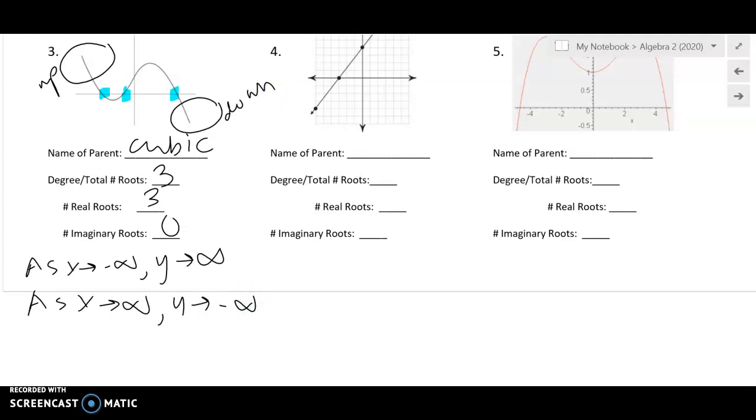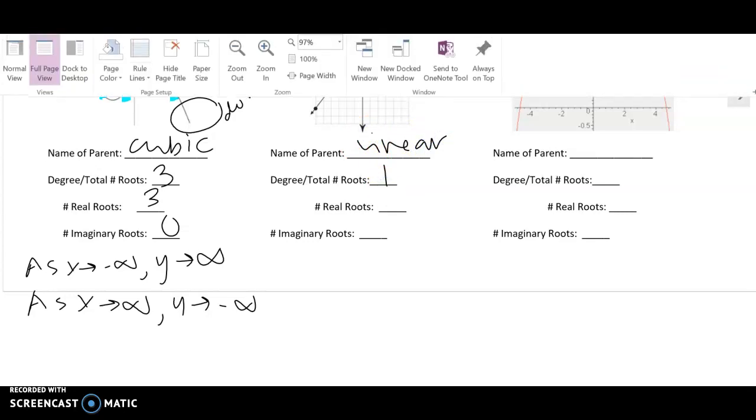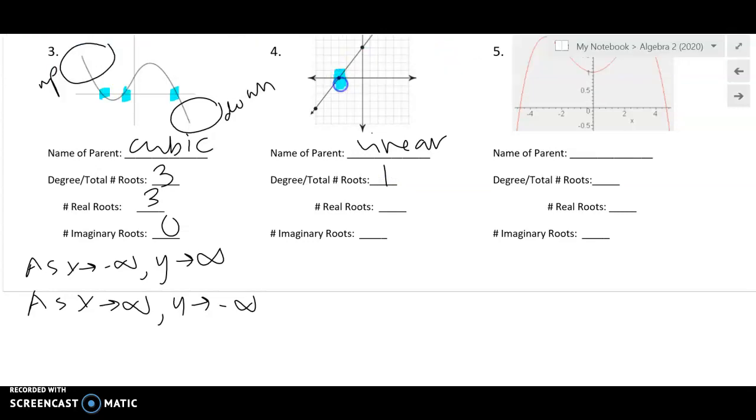Number 4 is pretty much just a straight shot, a diagonal line. That means that this is a linear function. Linear functions have 1 degree, 1 total root. And for this picture, I can see 1 time it crosses the x-axis. That means I have 1 real root. If I have a total of 1 and I can see it, that means the imaginary is 0.